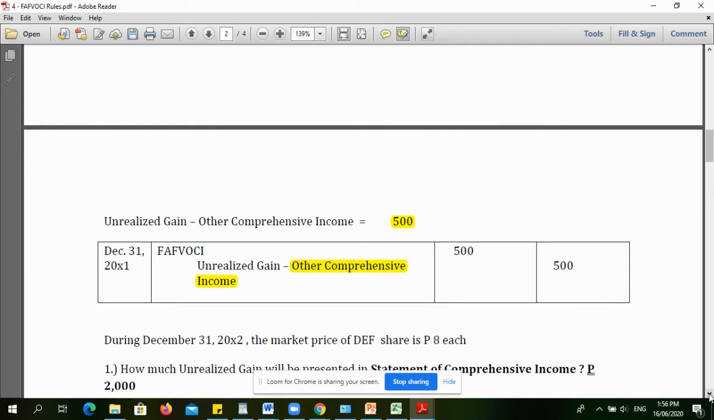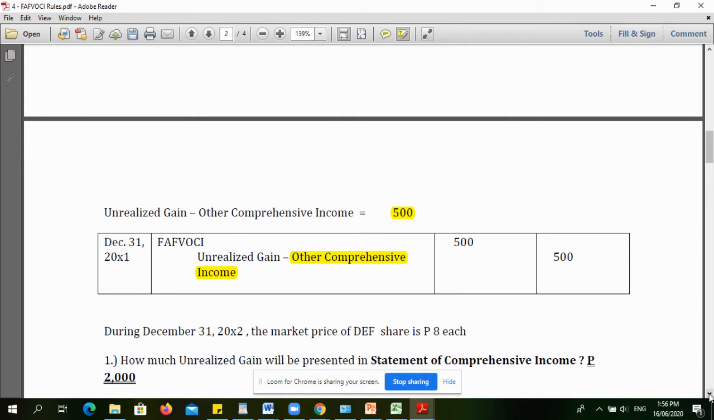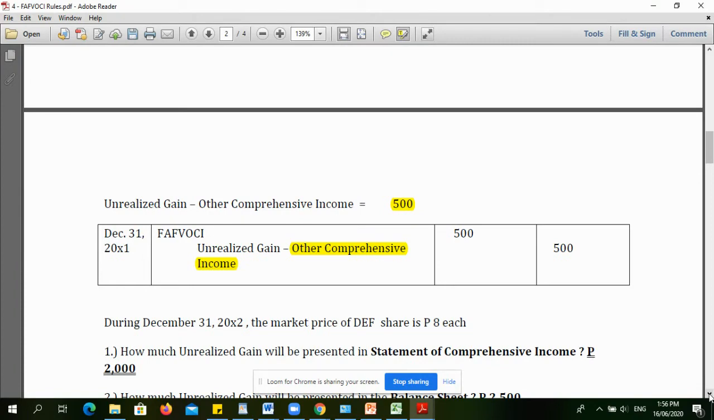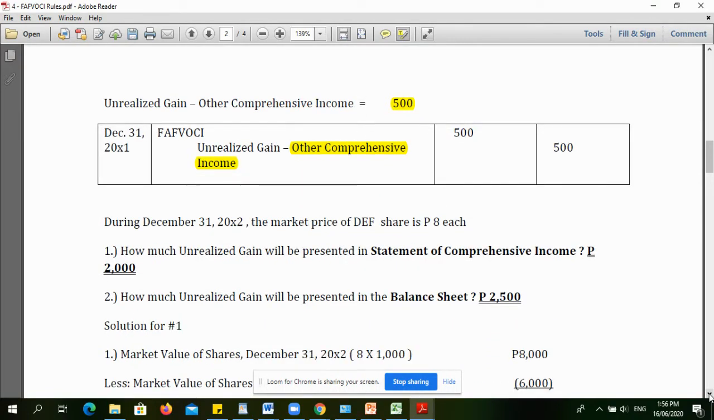Okay, eto, let's go straight to December 31, 20X2. During December 31, 20X2, the market price of DF share is 8 pesos each. Ito, may dalawang separate questions. Pero, iba yung answer. So the first question is, how much unrealized gain will be presented in statement of comprehensive income? Okay? And the second question is, how much unrealized gain will be presented in balance sheet?